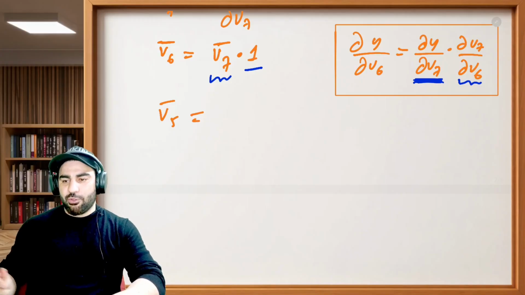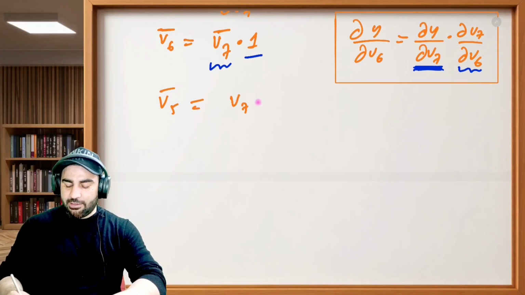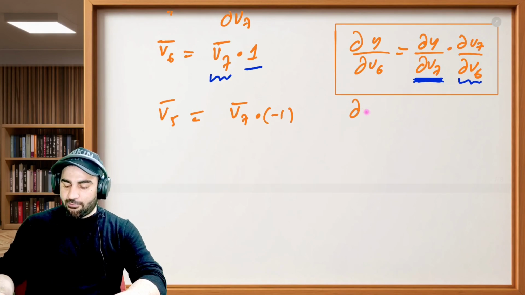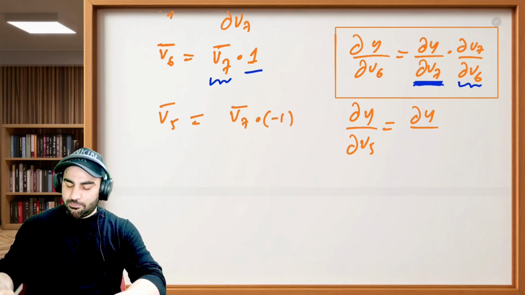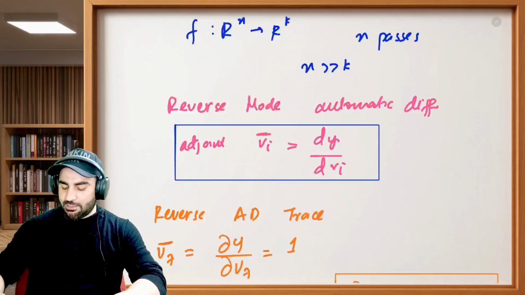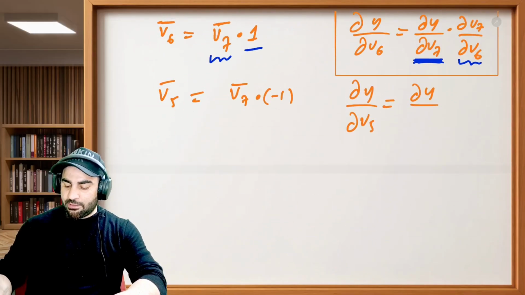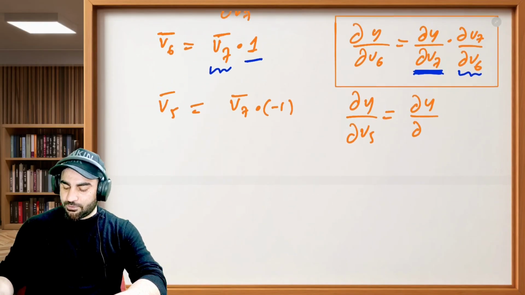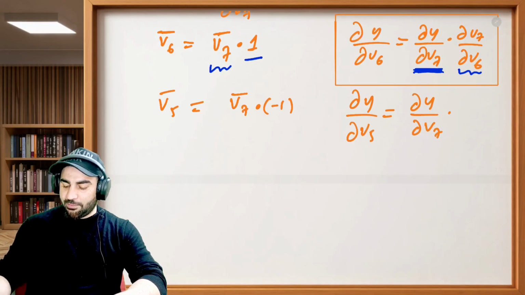Again, if I do it for v5, we can use the same chain rule and expand it. So v5 bar is equal to v7 bar multiplied by minus 1. Showing this one more time: the partial derivative of y with respect to v5 is equal to the partial derivative of y with respect to v7, looking at the computation graph, multiplied by the partial derivative of v7 with respect to v5.